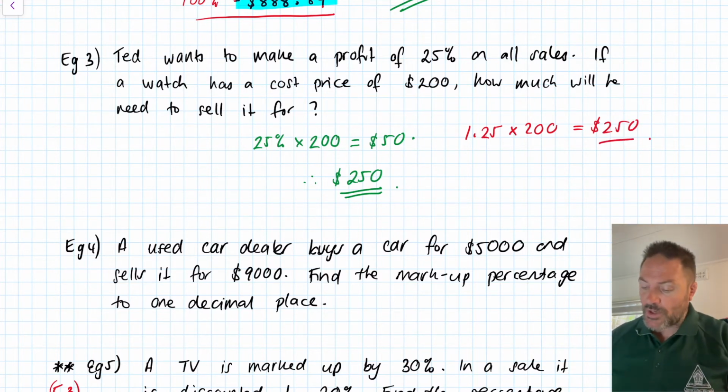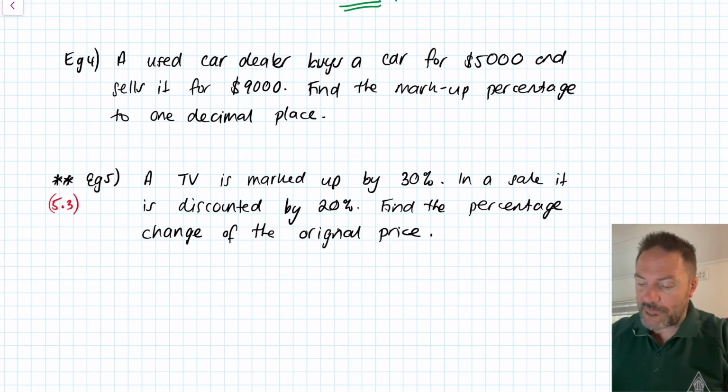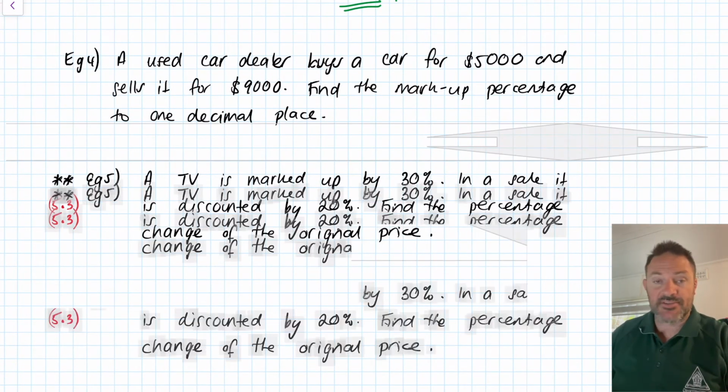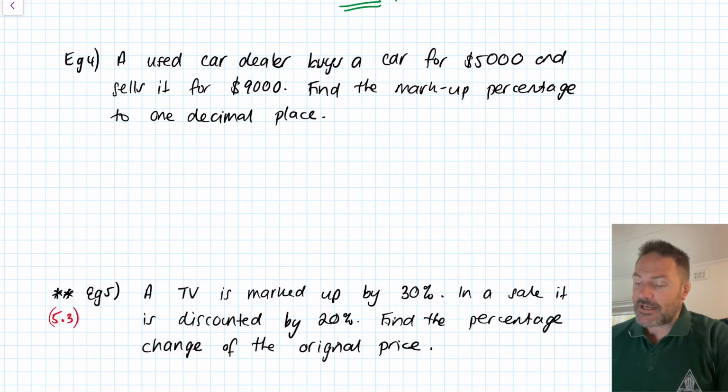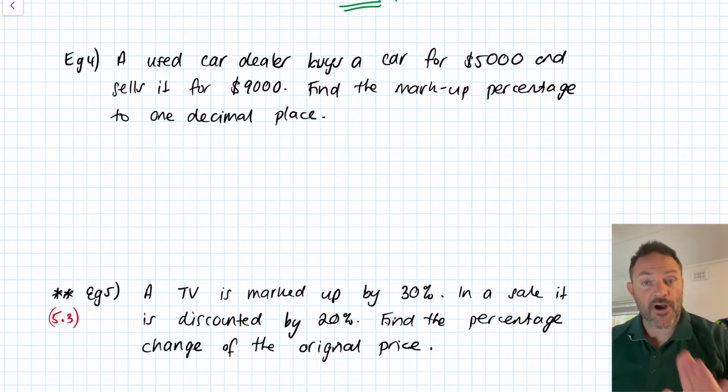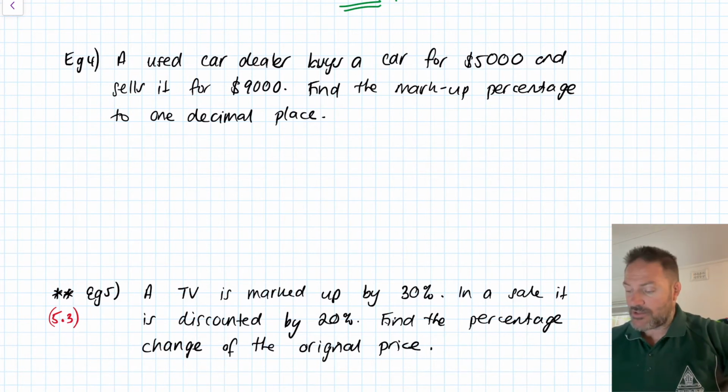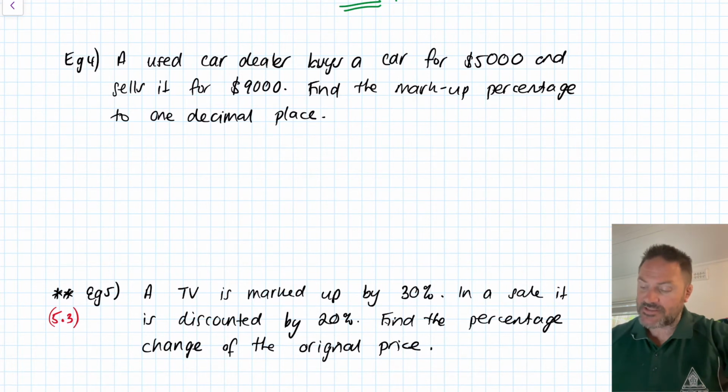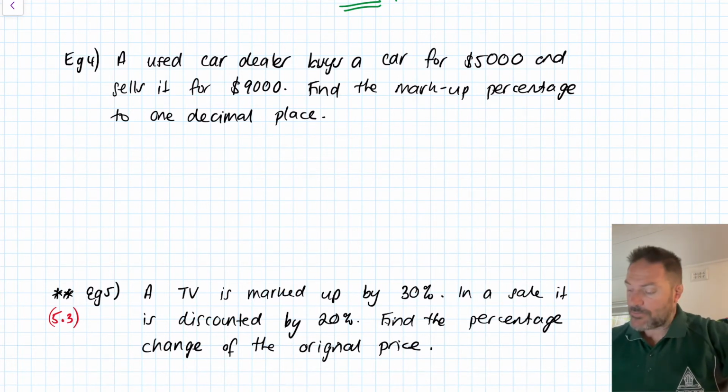Okay, 2 questions to go. Only one more for the 5.2, unless, of course, you want to extend yourself. A used car dealer buys a car for $5,000, and then sells it later for $9,000. Okay, so he's making a profit, right? That's what he has to do to earn a business. Okay, find the markup percentage to 1 decimal place.